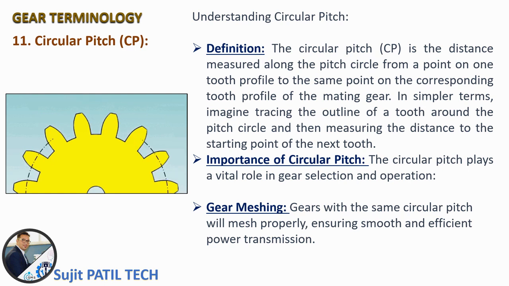Understanding circular pitch. Definition. The circular pitch, CP, is the distance measured along the pitch circle from a point on one tooth profile to the same point on the corresponding tooth profile of the mating gear. In simpler terms, imagine tracing the outline of a tooth around the pitch circle and then measuring the distance to the starting point of the next tooth.